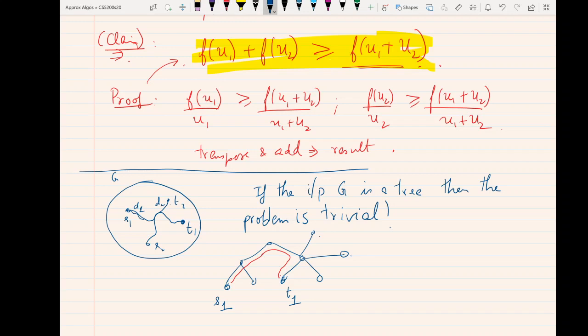Now suppose you had S2 here and T2 here, you would similarly buy D2 units along this path. If you had just these two pairs, then the capacities that you need to buy on the edges of the tree are fixed, because on all of these edges you need to buy just D1, on this edge you need to buy D1 plus D2, and on this edge again just D2. So you know the capacities exactly, you know the purchase cost, and you can optimally find the solution.